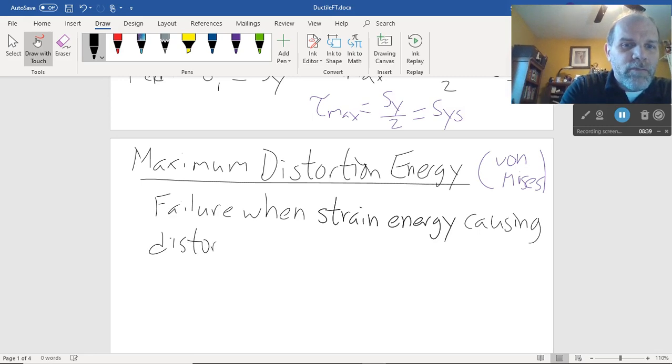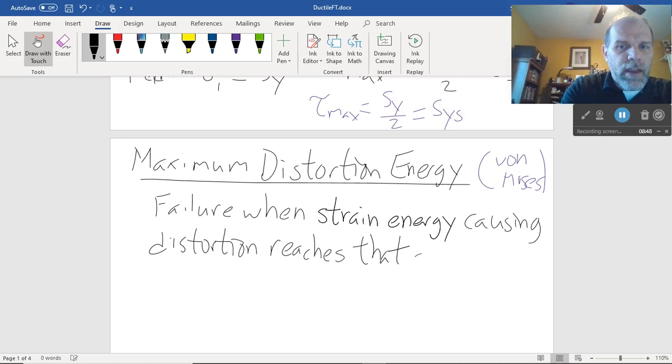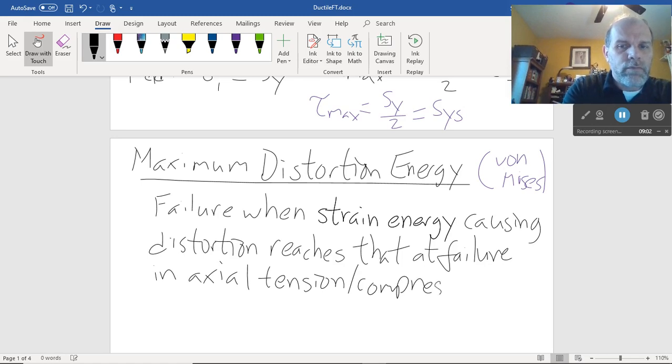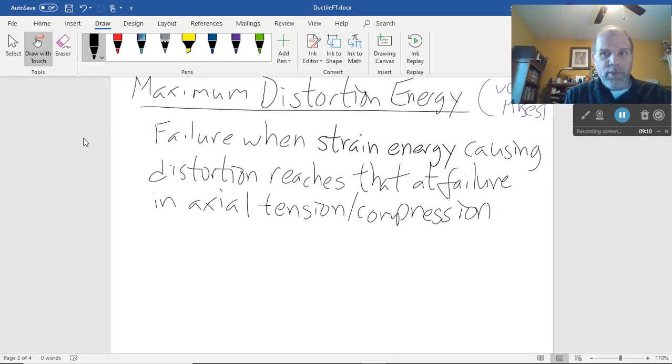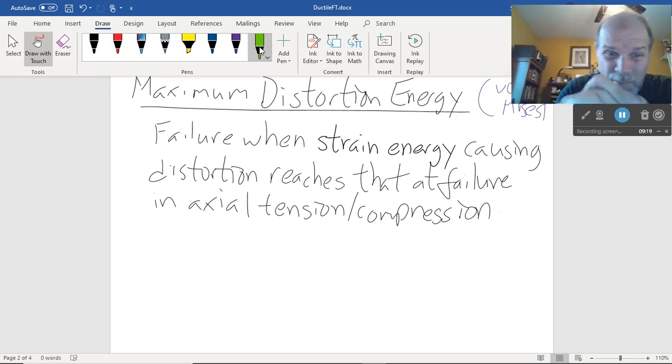Causing distortion reaches that at failure in axial tension or compression. Now, the first thing you have to do is you have to buy two things, actually. The first thing you have to buy is that every stress state can really be made into something a little bit more complicated and simpler at the same time.